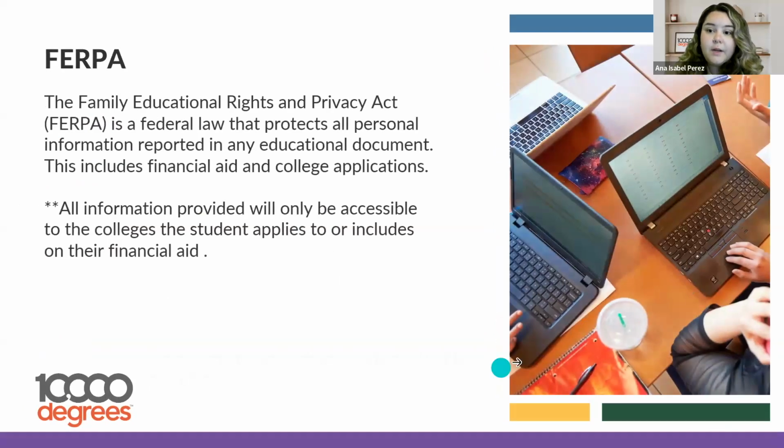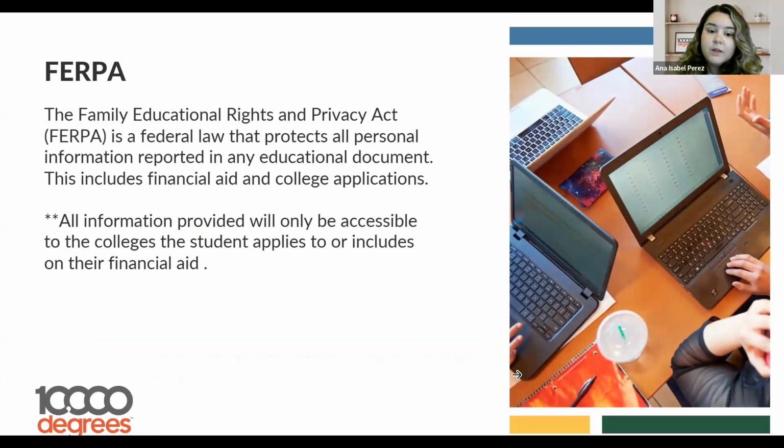As we have talked about, and I know there's always a lot of questions regarding how do we go about all of these pieces with our students from mixed status families, we do want to remind you all of FERPA, or also the Family Education Rights and Privacy Act. Again, it's a federal law that protects all personal information that is reported in any educational document. This includes financial aid and college applications. And this information will only be accessible to the colleges or to the student who is applying, and includes their financial aid information. That's what we know as the current federal law, as it still applies to our students and our families. So we're going to keep moving with this information.